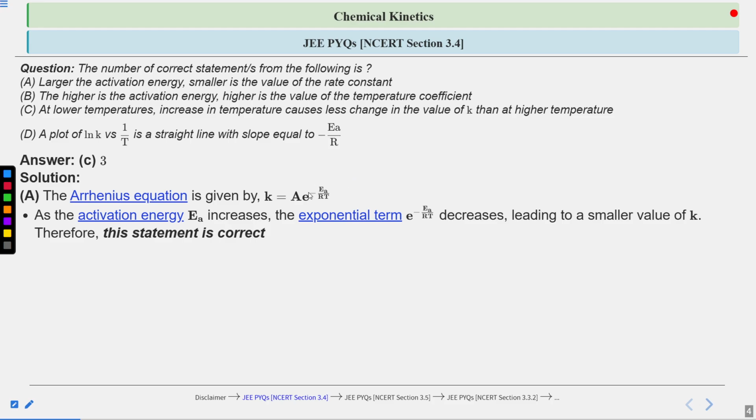That means e to the power of this negative term will overall decrease, which is going to affect the rate constant, leading to its smaller value, right? So therefore our first statement, that is statement A, is the correct one. So we have identified one statement that is correct. Now we will move to the second statement.